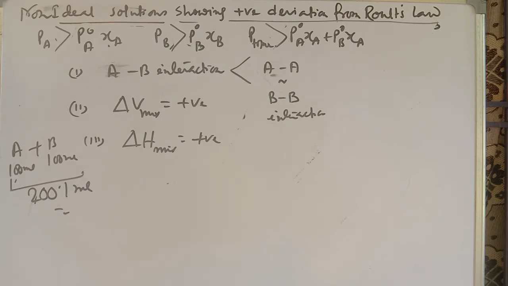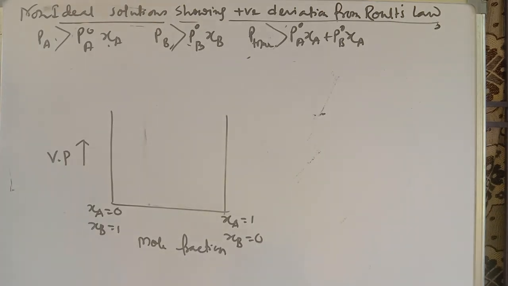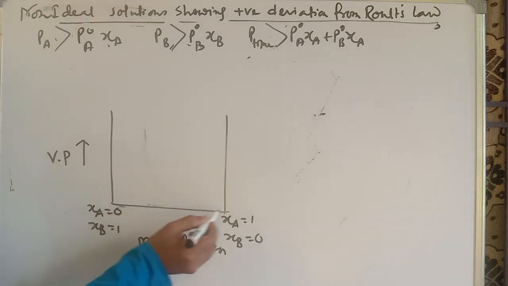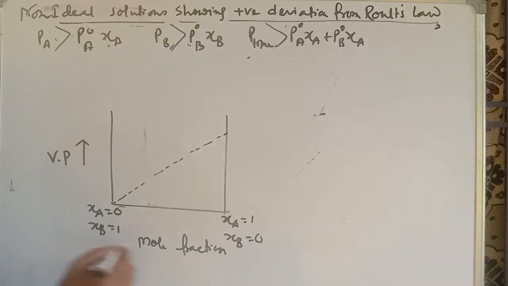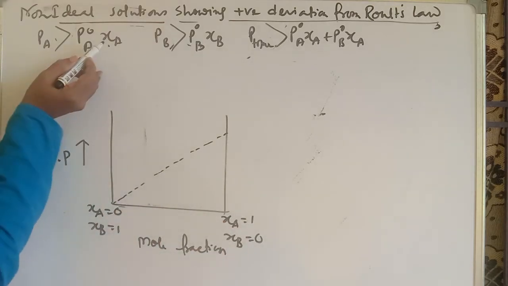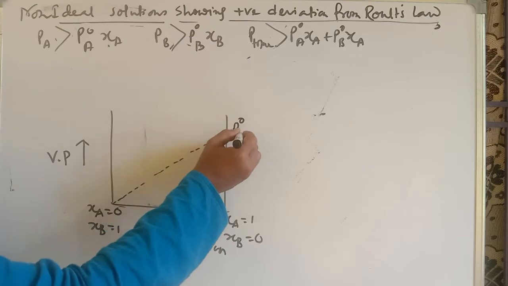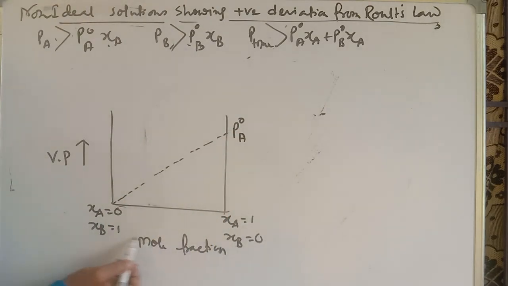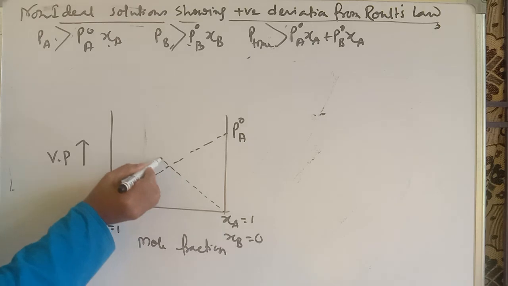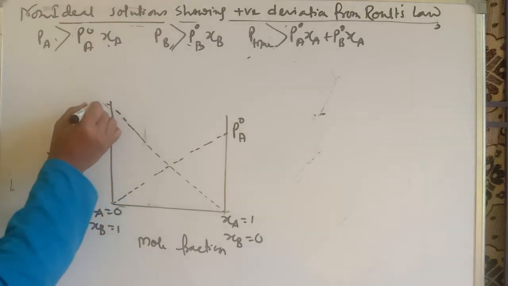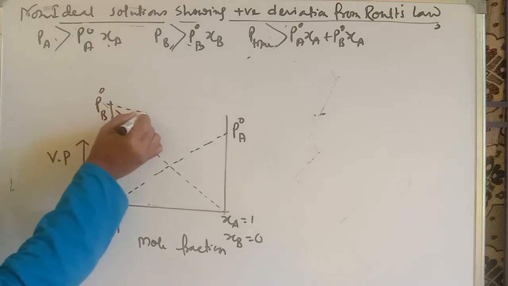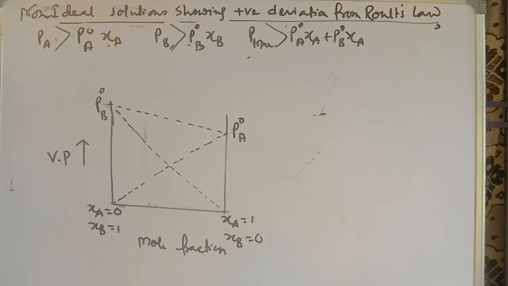We can draw a diagram for this also. Again, you remember the diagram of ideal solution. As XA increases, the vapor pressure of A also increases. It is your PA. At this point, XA equals 1, so PA equals P naught A. Similarly, in this direction, XB increases, so PB also increases. This point is your P naught B. If we add these, this is the P total. So I have drawn the diagram of ideal solution here.